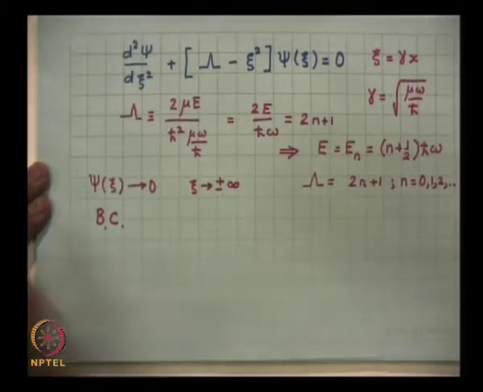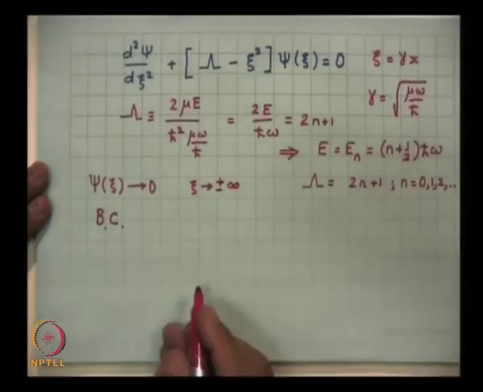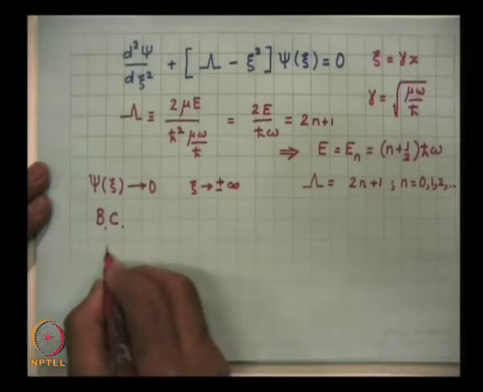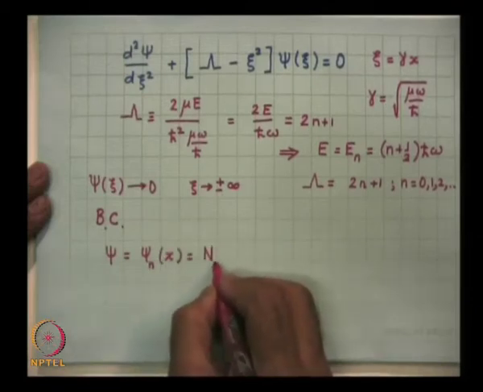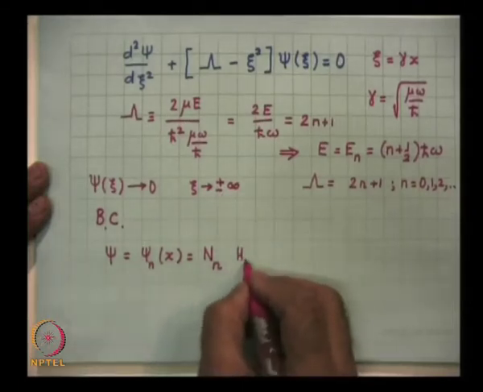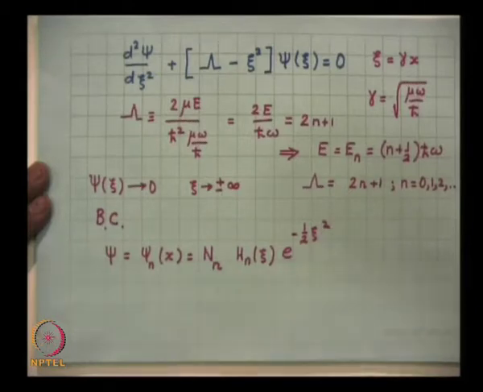I must repeat, I have not solved this equation yet, but I plan to do that in one of the later lectures. Today, I will just give you the solution and try to make you understand the importance, the physical significance, the concept behind the solution. For these values of E, the eigenfunctions are given by psi n of x is equal to some normalization constant N n, and these are H n of xi e to the power of minus half xi square. These are the normalized eigenfunctions corresponding to the linear harmonic oscillator problem.